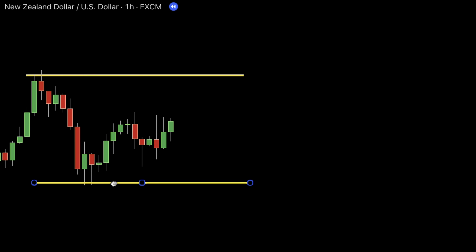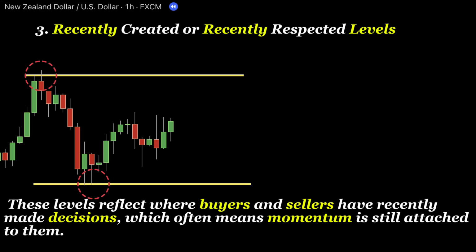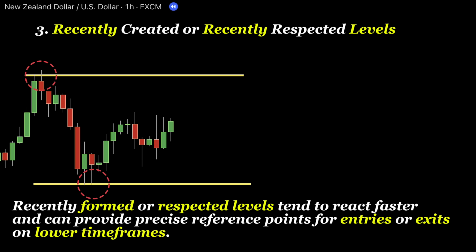Fresh levels also carry significant weight. If price has recently reacted, stalled, or reversed from a level, that area is still relevant to current market conditions. These levels reflect where buyers and sellers have recently made decisions, which often means momentum is still attached to them. Recently formed or respected levels tend to react faster and can provide precise reference points for entries or exits on lower timeframes.